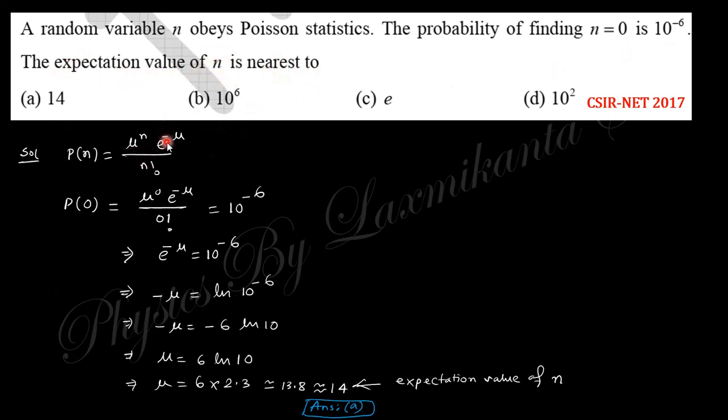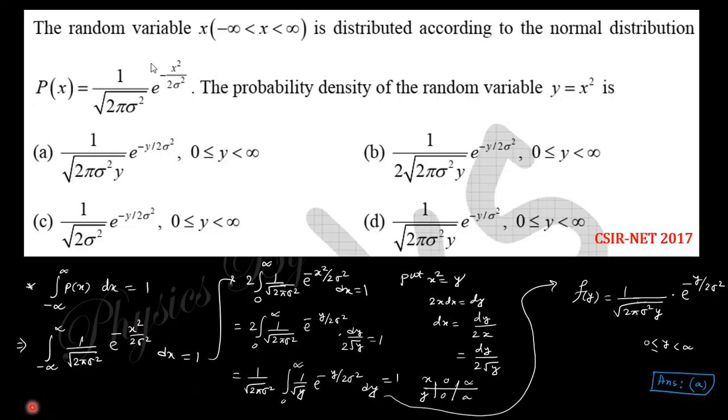So this is the Poisson ratio, and when n equals 0, put this value, you will get this one, and this is given as 10 to the power minus 6. Equating this, you will get the value of mu, which is nearly 14. And this is the expectation value of n. You know the average value of this Poisson ratio is mu, and mu is the expectation value. Average value and expectation value are the same. Go to the next one.